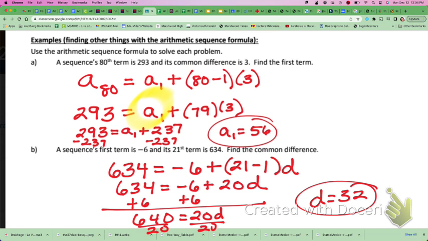And that would be the common difference. So you'd be adding 32 every time.